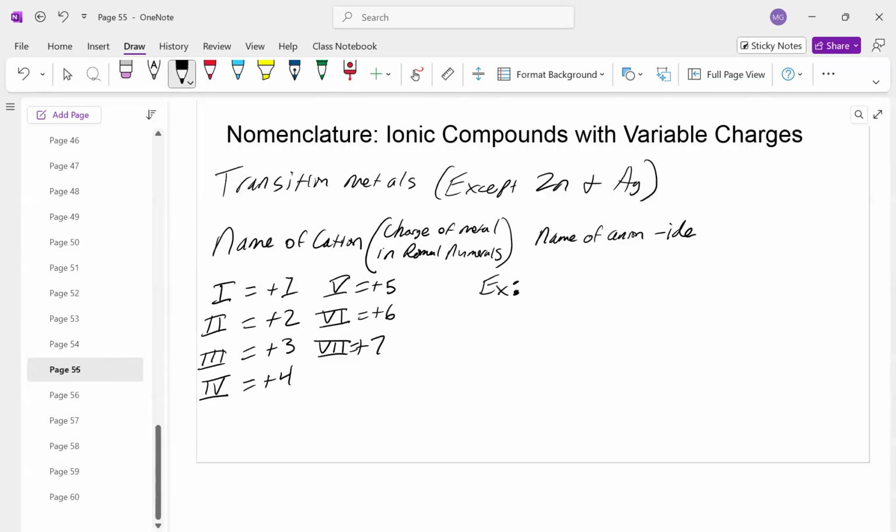All right, so let's look at a couple examples. So let's look at CrO. Chromium is a transition metal and can have a variety of different charges. In order to name this, I need to know what charge it has. So if the oxygen is 2 minus, in order for the whole compound to add up to 0, chromium has to be 2 plus. So when I name the cation, I'm going to say chromium. I don't change that at all. I'm just going to put in parentheses in Roman numerals the charge. And then I name the anion.